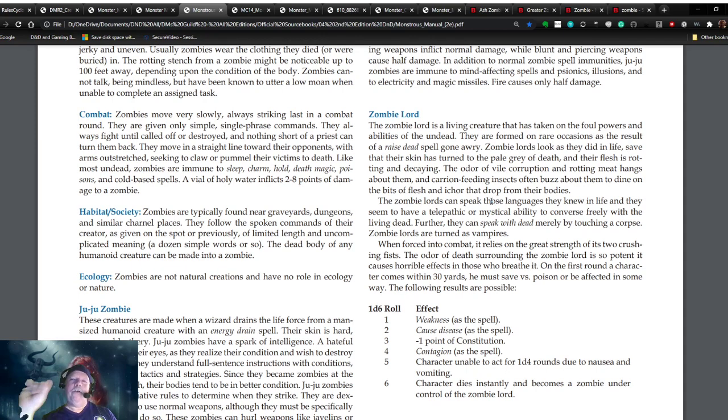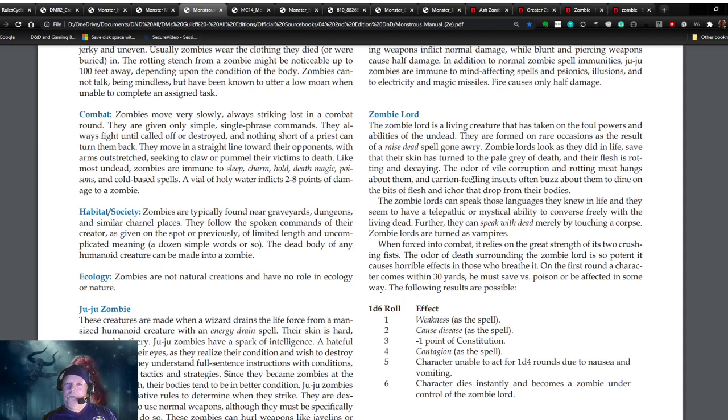It's a living creature that has taken on the powers and abilities of undead, formed on rare occasions as a result of a raise dead spell gone awry. DMs, if you are not mining old editions of D&D to make unique and interesting things for your players, then you're not doing your job. There, I said it. You must be going back to old editions of the game and pulling things forward and throwing stuff at your players that they have never seen before.